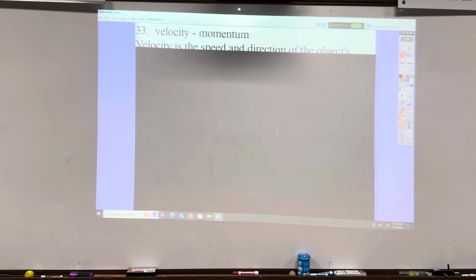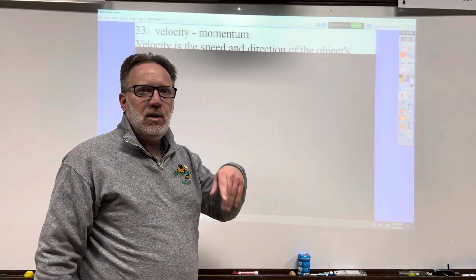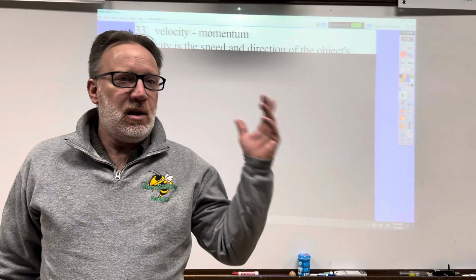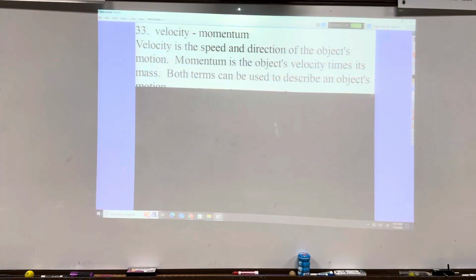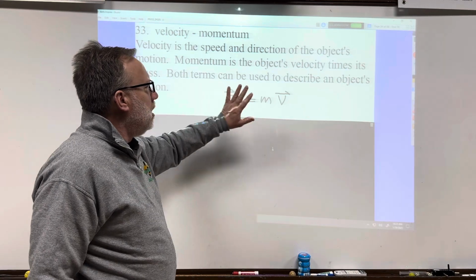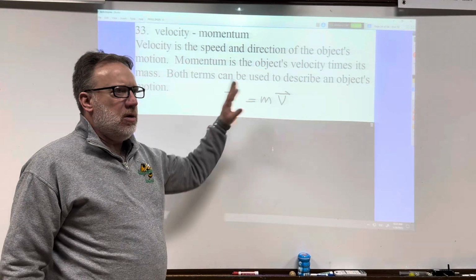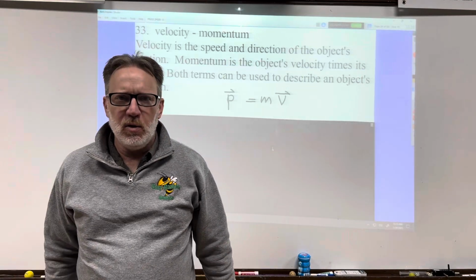Okay, next, velocity and momentum. Well, momentum is a math equation, mass times velocity. So you're going to multiply velocity times mass to give you momentum. So velocity is speed and direction. Momentum is velocity times mass. Both of these can be used to describe an object's motion, but you're probably going to use velocity or speed for the object's motion.